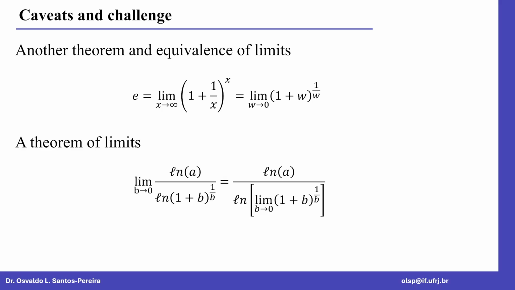We must now address certain caveats and mathematical challenges regarding the steps taken in our proof. There are two specific passages in which we have assumed results without providing rigorous proofs. The first concerns the equivalence of the definitions for the Euler number e. We have taken as a given that the limit, as x tends to infinity, of the quantity 1 plus 1 over x, all raised to the power of x, is identical to the limit, as w tends to 0, of the quantity 1 plus w, raised to the power of 1 over w.